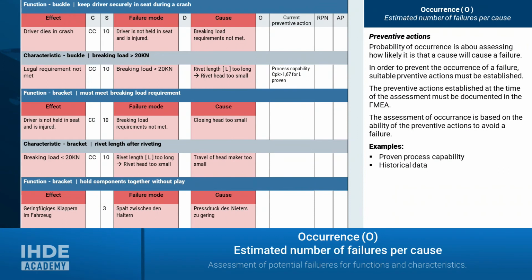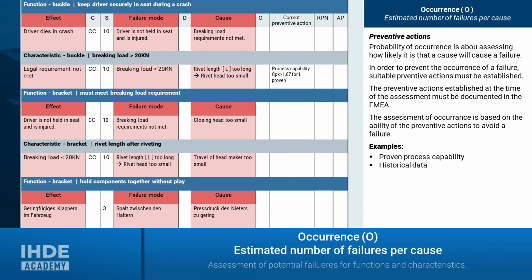Now we come to the probability of occurrence. Probability of occurrence is about evaluating how likely it is that a cause will result in a failure. So it's about the estimated number of failures per cause. In order to prevent the occurrence of a failure, suitable preventive methods must be established. The preventive measures established at the time of the assessment must be documented in the FMEA.